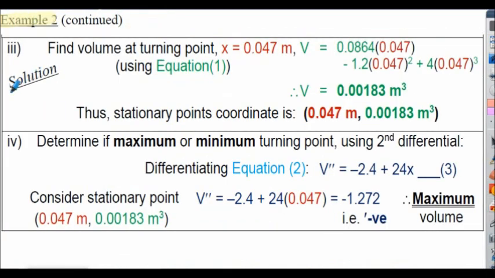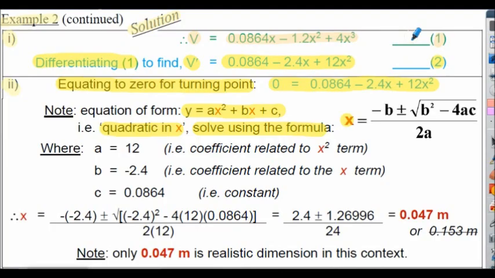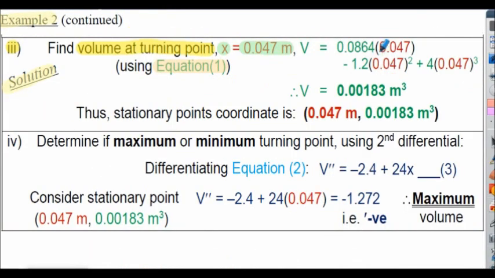Example 2, solution continued. Step 3 in our process is to actually find the volume at the turning point. So in other words, when x is equal to 0.047 meters, we simply use equation 1 derived on our previous slide, shown here at the top of the slide, and we insert the value of x of 0.047 into that equation. Evaluating, the volume is 0.00183 meters cubed.